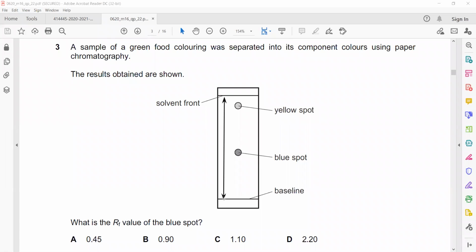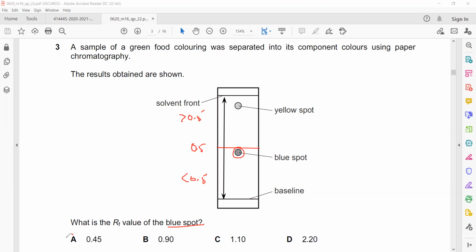This is the distance moved by the solvent front from the origin. If I take half of it, this is approximately half. So if the Rf value is 0.5, it will be at the center. If the Rf value is less than 0.5, it will be below the center, and if it is more than 0.5, it will be above the center. As you can see, they're asking for the blue spot. The blue spot is less than halfway, comparing the distance moved from the baseline to the distance moved by the solvent.